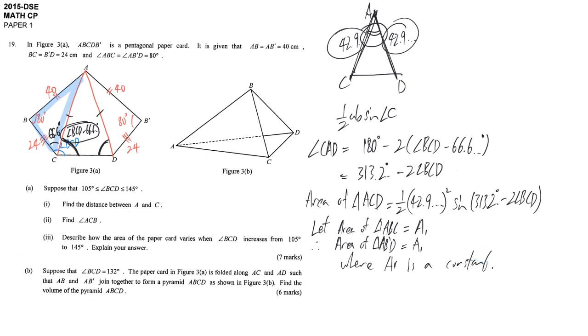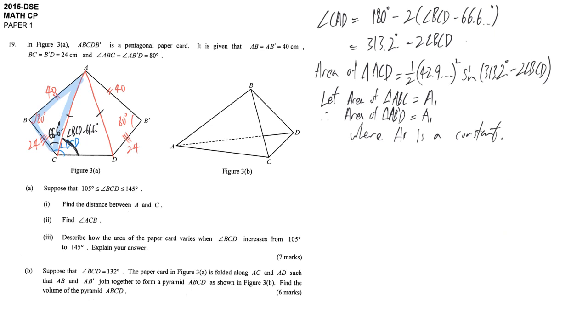To show that only the area of triangle ACD will affect the total area of the paper cards. And then finally, we find that this is fixed, this is fixed, so it totally depends on this part. And we have to know when BCD changes from 105 to 145, how this angle is changed.